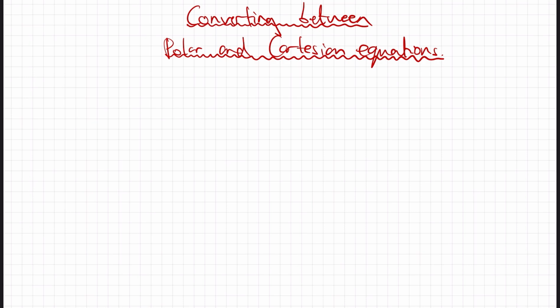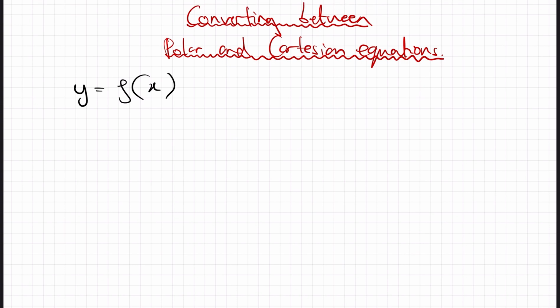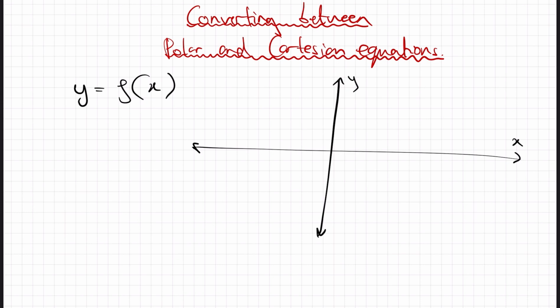In this tutorial I'm going to be showing you how we can convert between polar and Cartesian equations. Our Cartesian equation is just anything in the form of y equals f of x, and the Cartesian coordinate system uses a different sort of plotting method. In Cartesian graphs, you plot by going along the x and up the y.